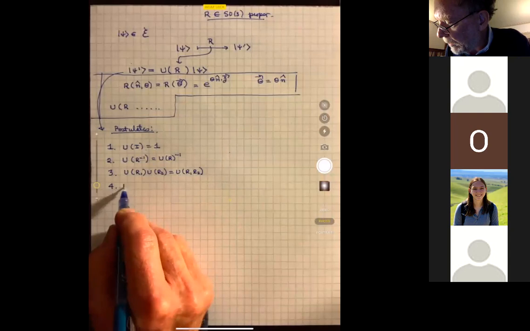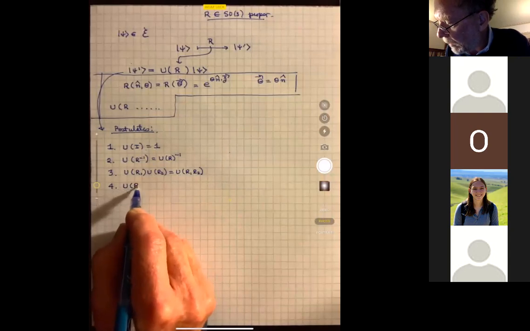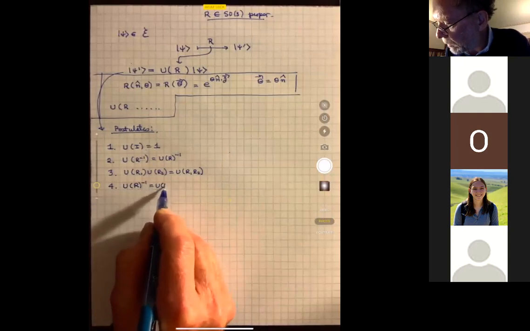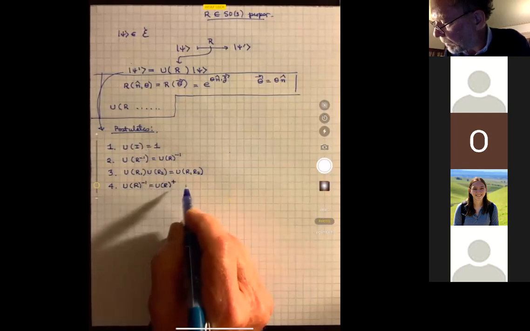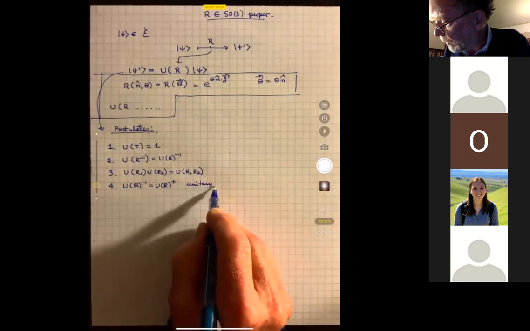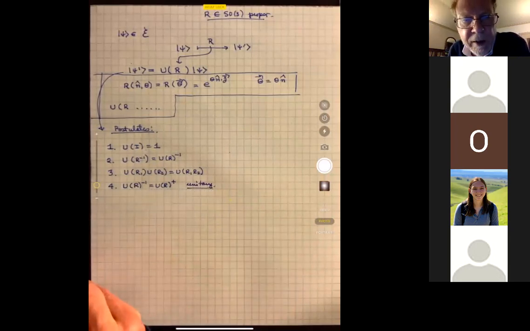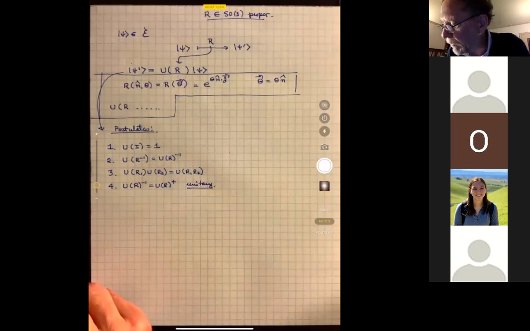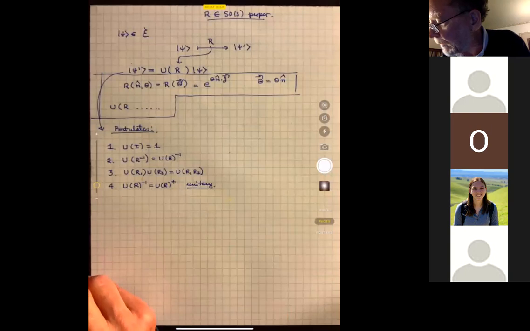And the final property is that U of R inverse should be equal to U of R dagger, which is just a way of saying that these U operators are unitary. We usually require operators that implement symmetry operations such as this to be unitary in order to preserve probabilities. It's usually a fundamental requirement. You want the total probability of finding a particle somewhere in space to be equal to 1, both before you rotate the system and after you rotate the system. So this is ultimately the reason for the requirement of unitarity.